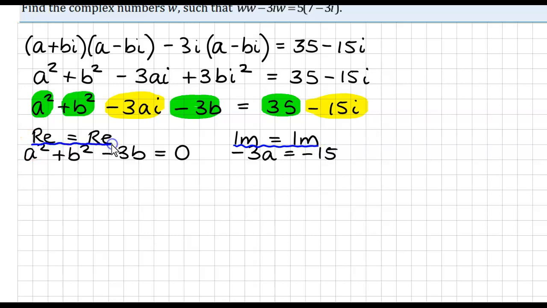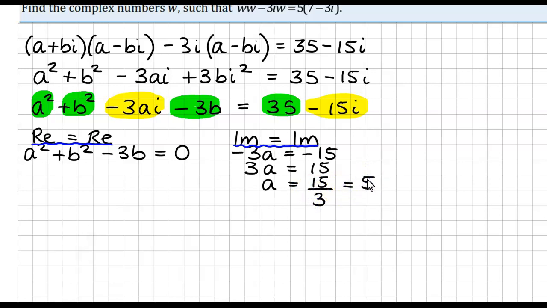Okay. Now we have simultaneous equations here. We have two unknowns and we're trying to solve them, but we should be able to see from here what a is. So obviously we see that 3a is equal to 15. So a is equal to 15 over 3, which is 5.